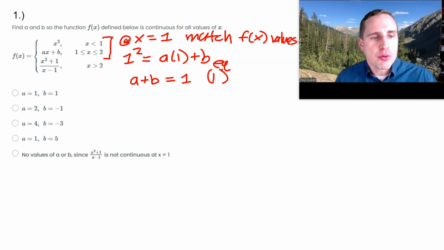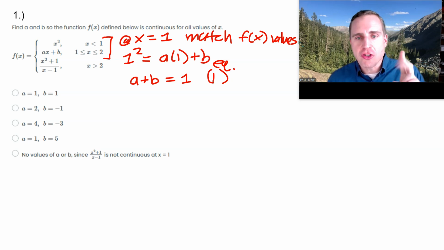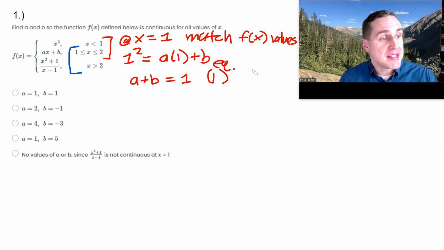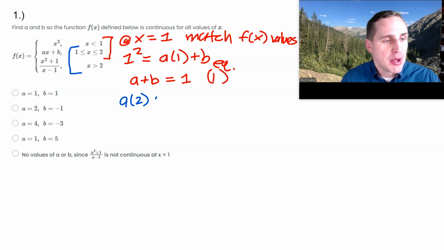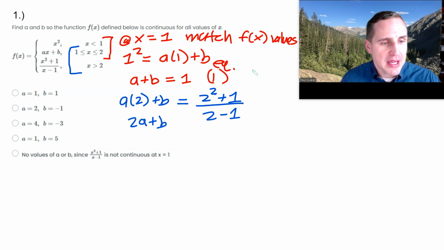Let us now proceed to the second equation, which has to do with the other 2 at x equal to 2. So for these other 2 pieces at x equal to 2, let's plug in 2 to the linear function. So we have a times 2 plus b, and we want that to equal 2 squared plus 1 over 2 minus 1. Okay, so a times 2 is 2a, so that's 2a plus b. And then let's calculate what's going on with this rational function. 2 squared is 4, plus 1 is 5. So that's going to be 5 over 2 minus 1 is 1.